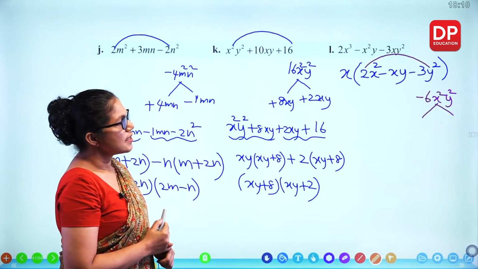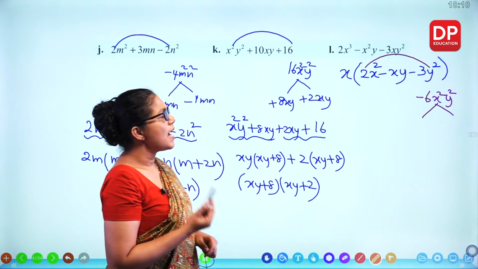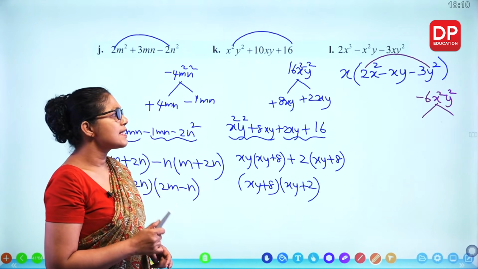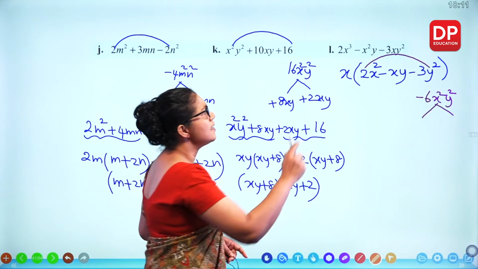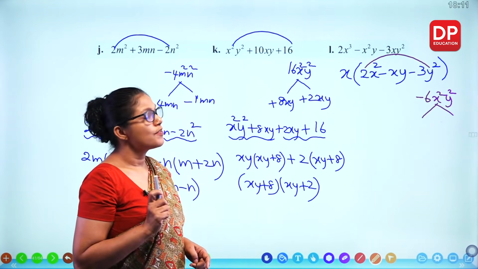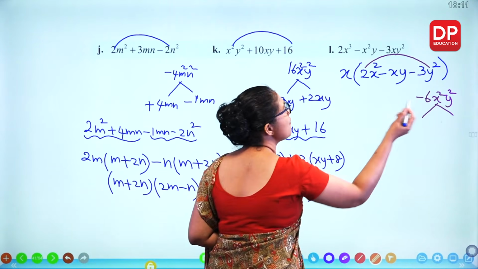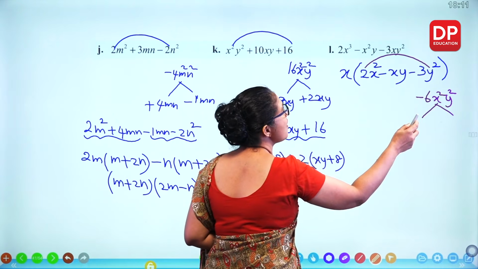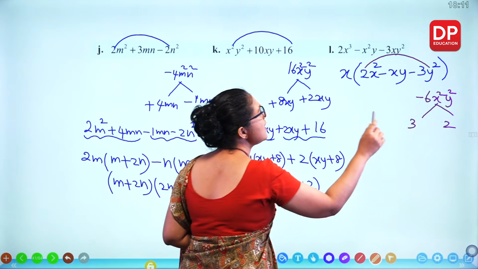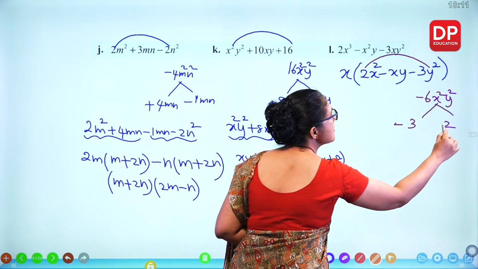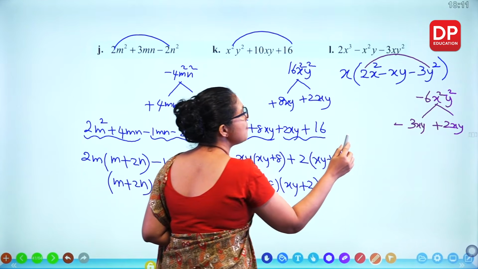Now split the term. What are the factors? You are getting minus 1 in the middle and the last term is minus. That means one is negative and one is positive. What are the factors of minus 6? Here the middle term is minus, which means the bigger number should be minus. What are the factors of minus 6? I can write 3 and 2. Here the bigger number is 3. So this is minus and this is plus. So I can write xy and xy. So split the middle term.